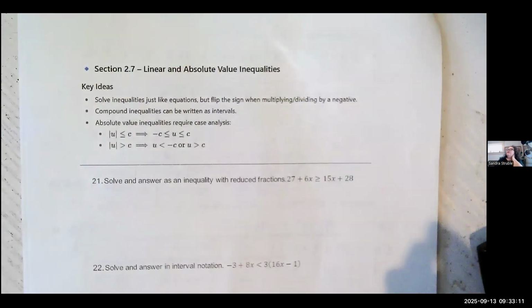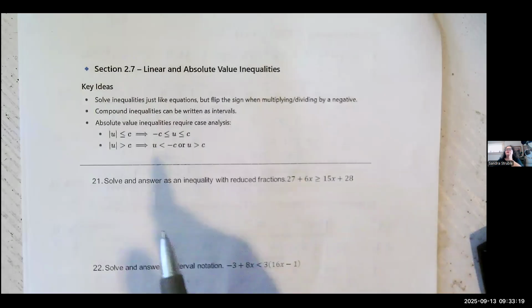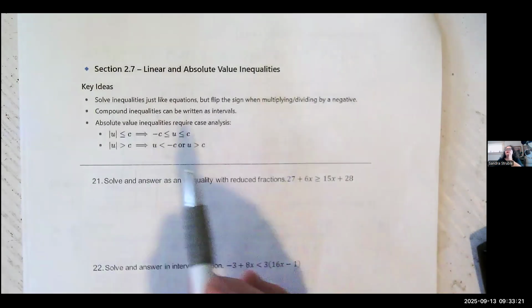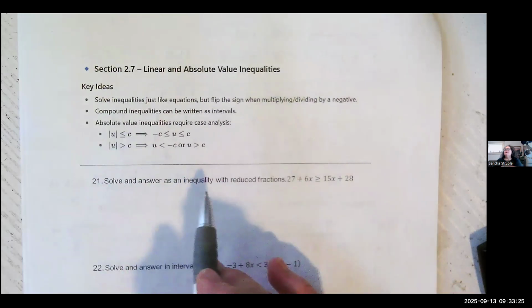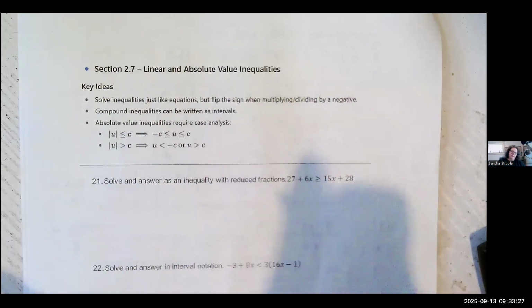Yeah, let's do 2.7. This is the exam one review. Linear and absolute value inequalities. This is the last piece. So if you're given, we'll just do each one. Solve and answer as an inequality with reduced fractions.